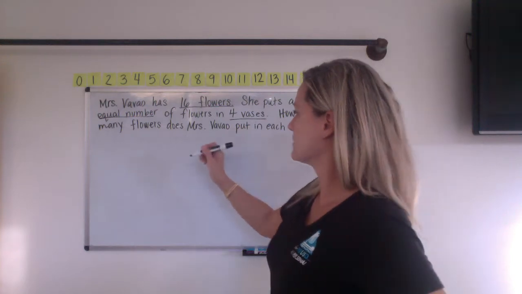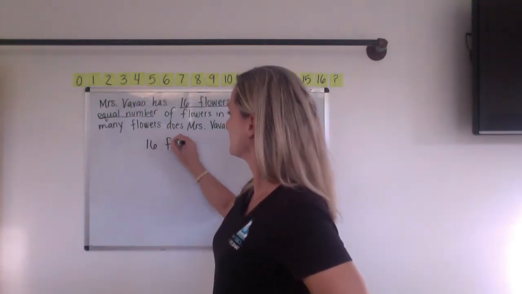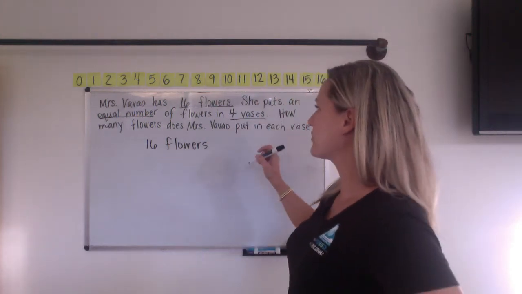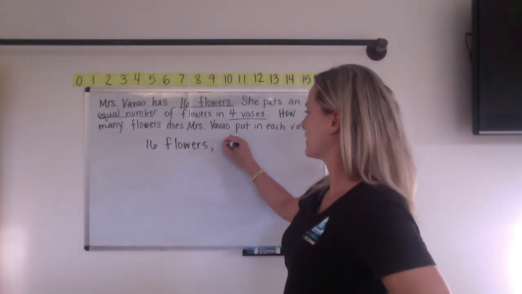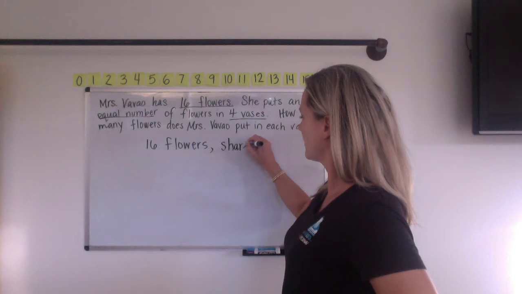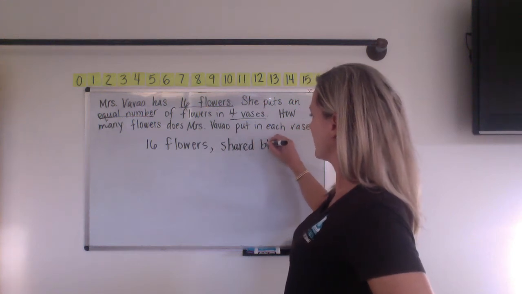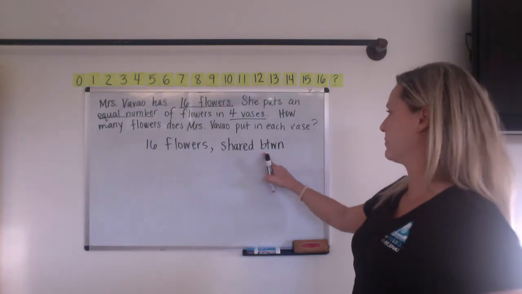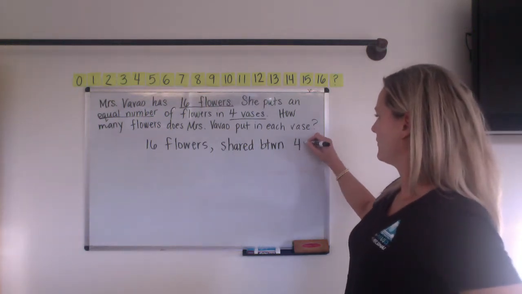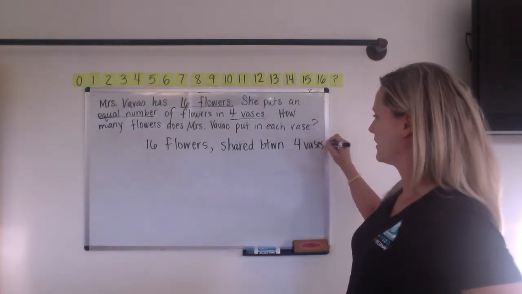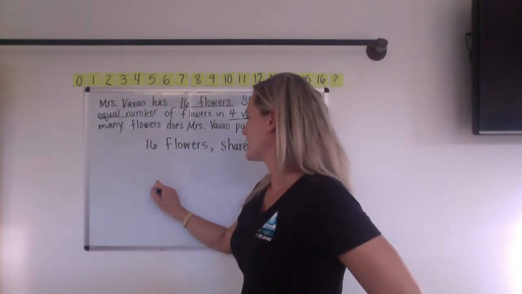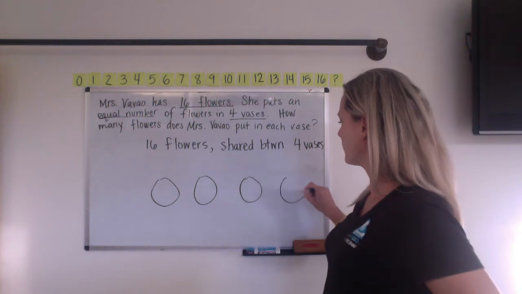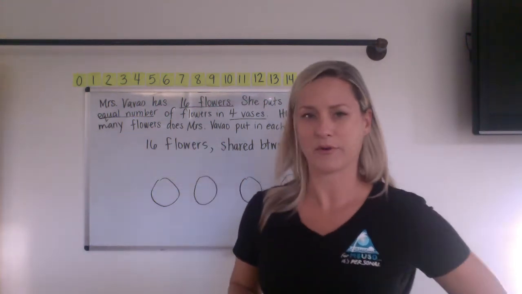16 flowers. And we are sharing them equally amongst 4 vases. Shared, I'm going to use an abbreviation for between, BTWN, between 4 vases. Okay. So I'm going to draw circles for my vases. 1, 2, 3, 4. And I know I have 16 flowers, right?